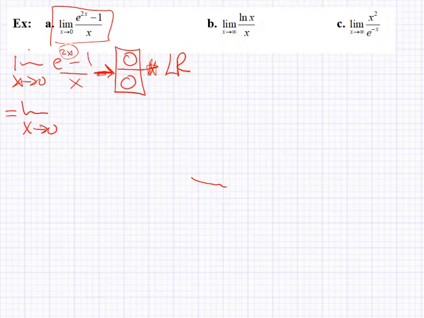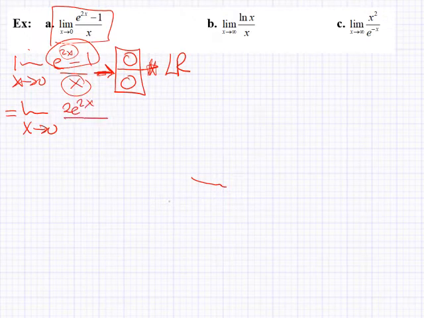Now remember, this is not like the quotient rule or anything. You're going to do the numerator separate from the denominator. So the derivative of the numerator, here's where you have to make sure you know your derivative rules, would be 2e to the 2x over the derivative of the denominator, which would be 1.